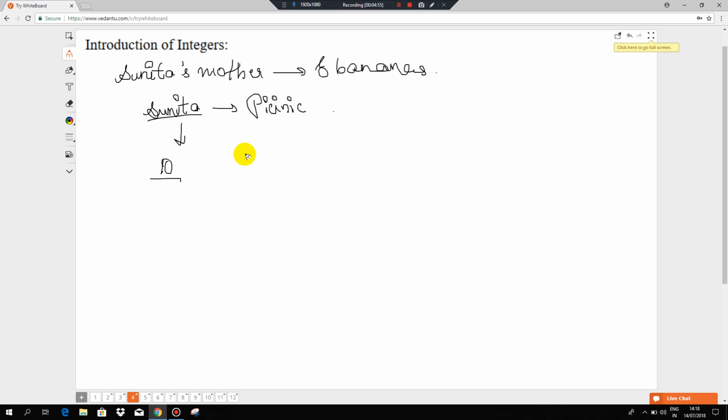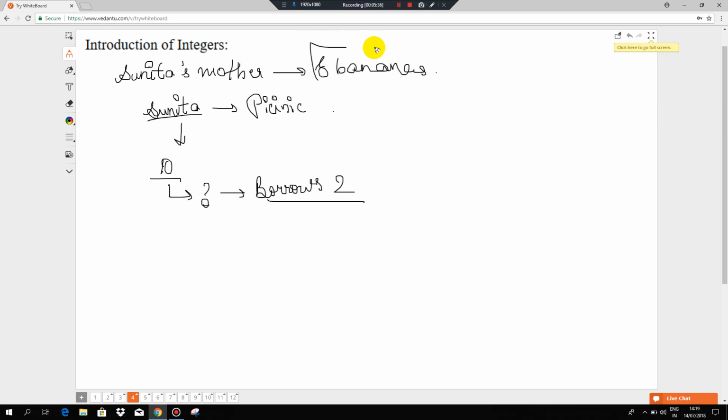But she does not have enough. So she borrows two bananas from her neighbor to be returned later. After giving 10 bananas to Sunita, how many bananas are left with her mother?